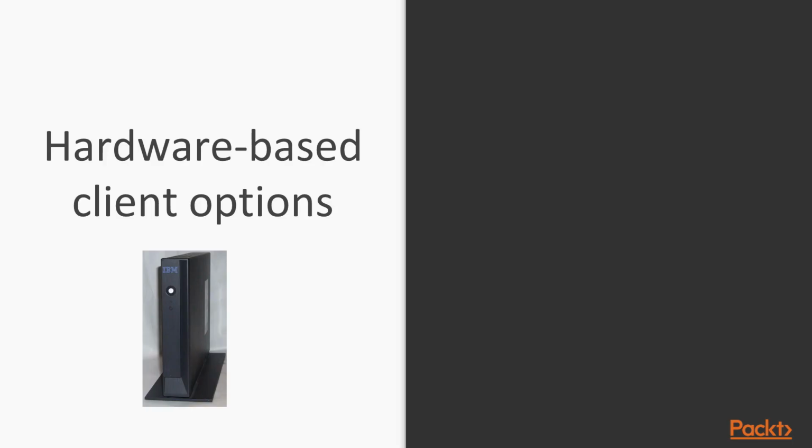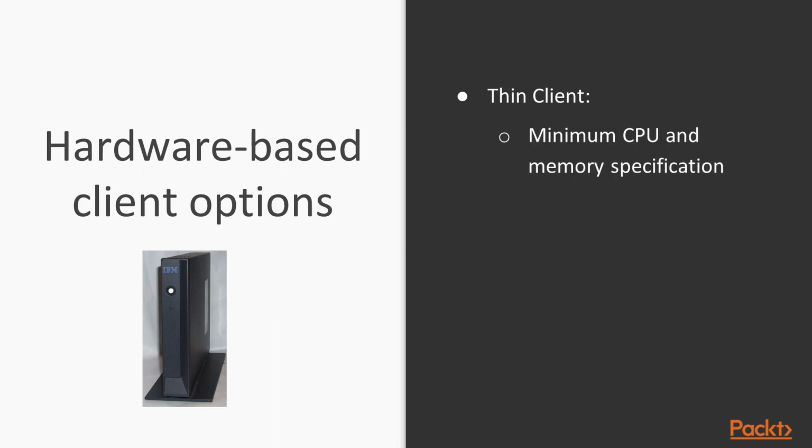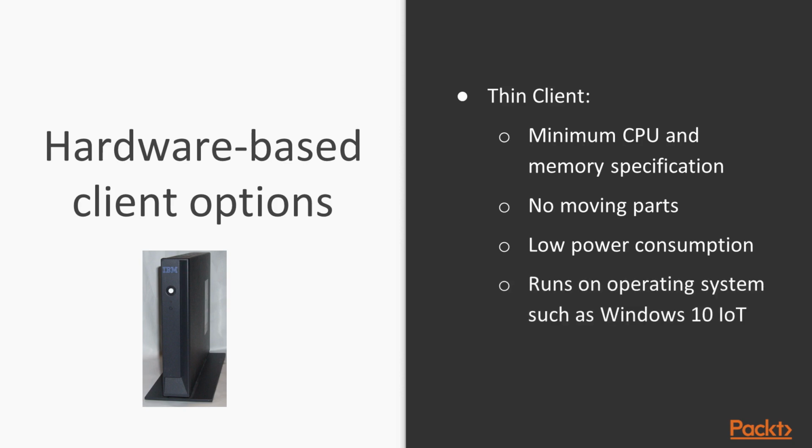So next we have our hardware based client options. So the first up is a thin client. So what is a thin client? It has minimum CPU and memory. It has no moving parts, there's no fans, there's no spinning disks, and in fact it doesn't really have any disk space other than that is required to hold its operating system. It's low powered, just a couple of watts compared to a PC that's tens of watts, and it will run an operating system, so maybe Windows 10 IoT, maybe a Linux based OS, but a very cut down OS version.